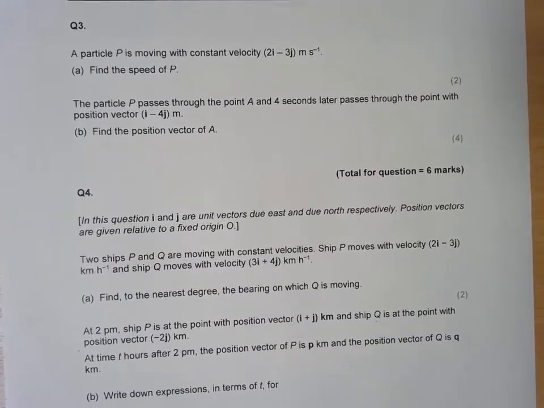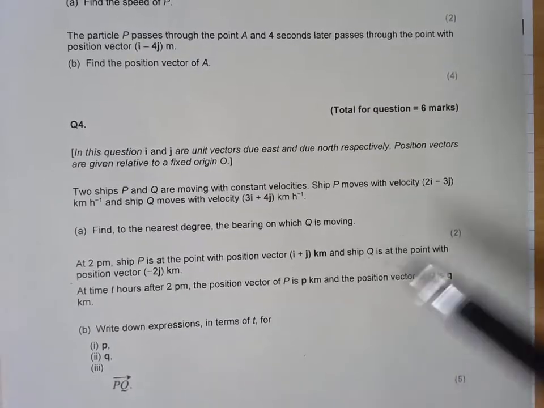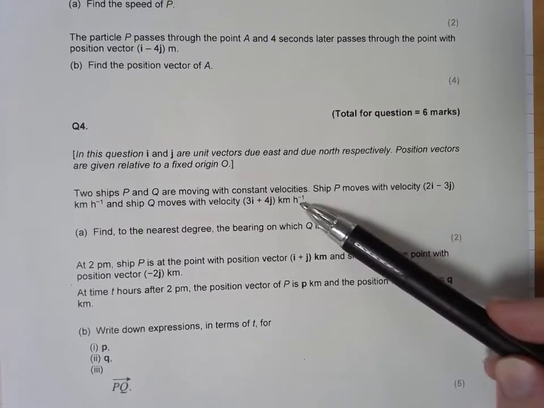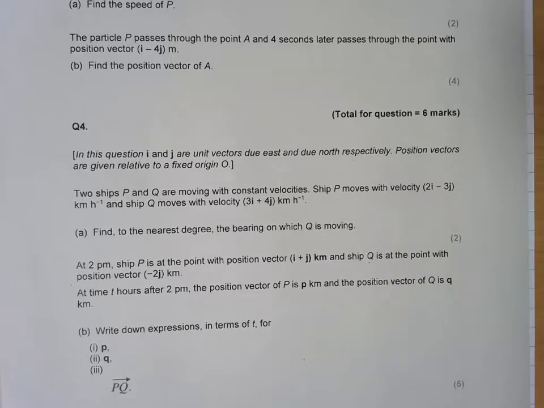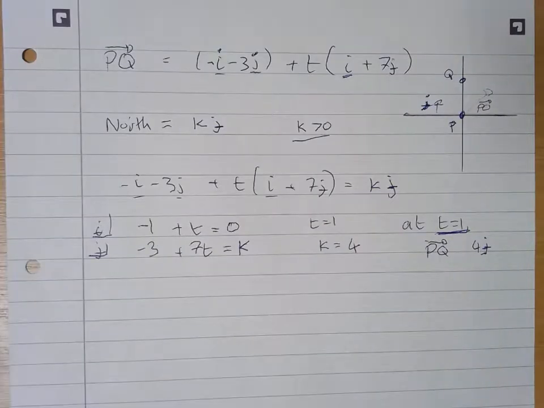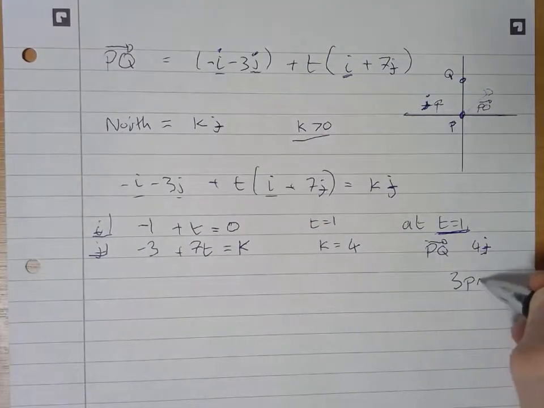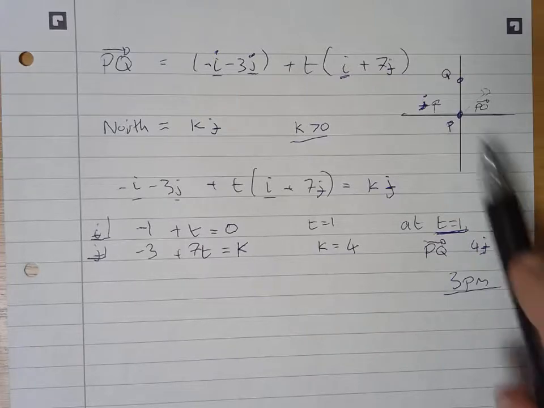If we go back to the question just to make sure we have answered it completely correctly, t is in hours, so it's 1 hour after the start time. It's after 2 p.m., so it's 1 hour after 2 p.m. So this is going to make it 3 p.m. So at 3 p.m. it is 4 kilometers due north of P.